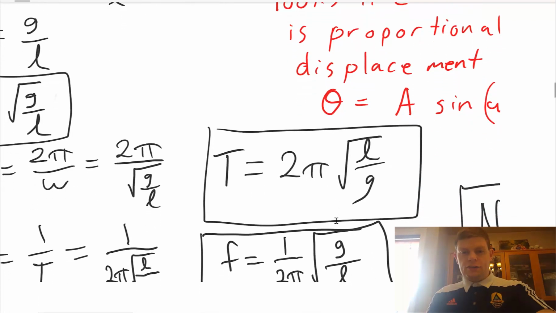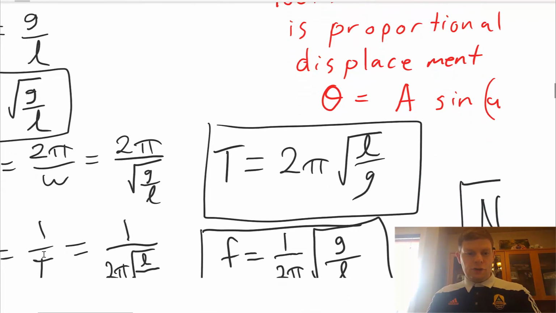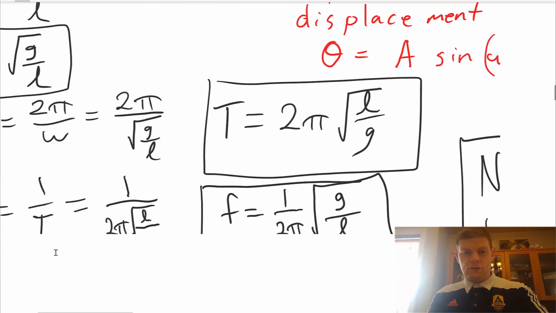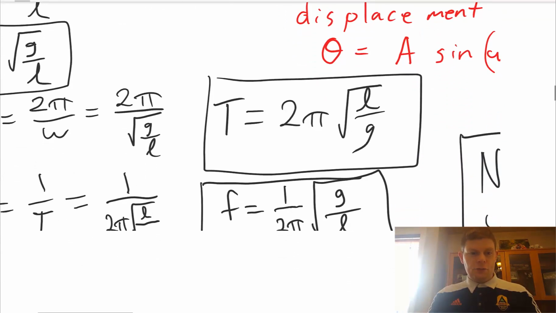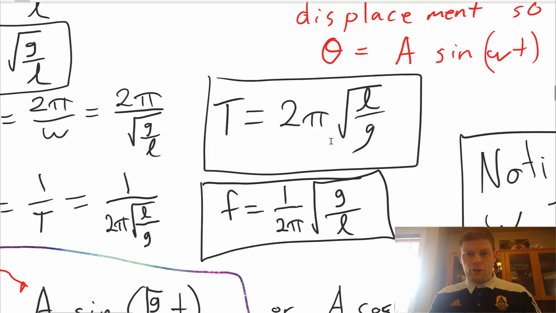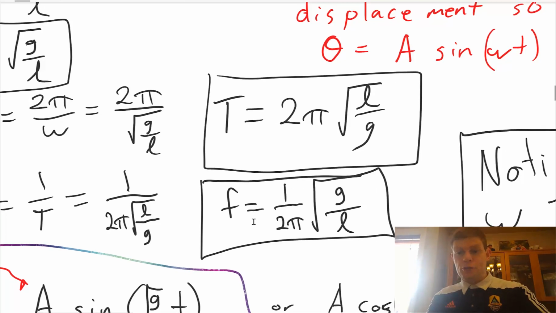Keep in mind, frequency is just 1 over period. So we can just do 1 over our formula for period, and everything gets flipped. 2 pi becomes 1 over 2 pi. Root L over g becomes flipped, so it's root g over L. And that's the formula for your frequency. I don't believe you get it, but you do get the formula for period, and you can just flip everything and you get your formula for frequency.